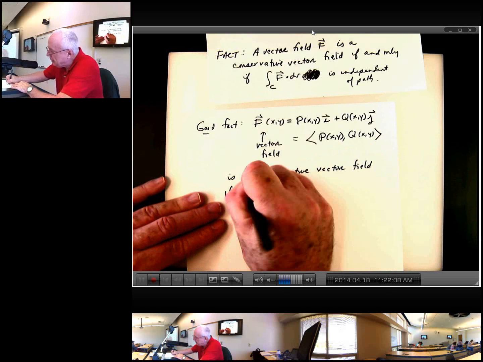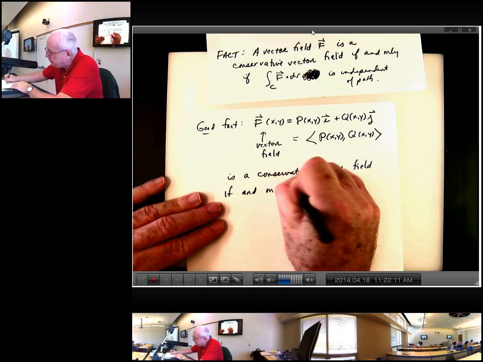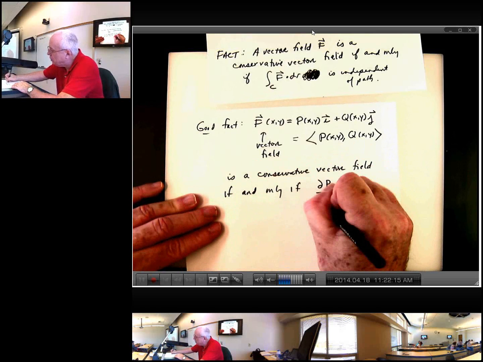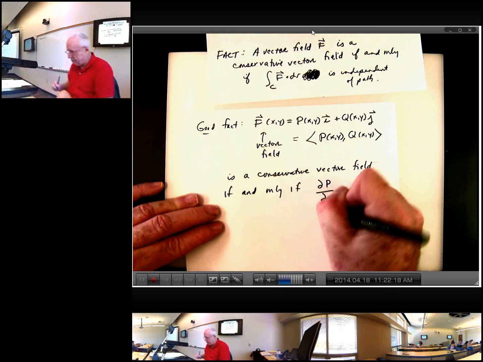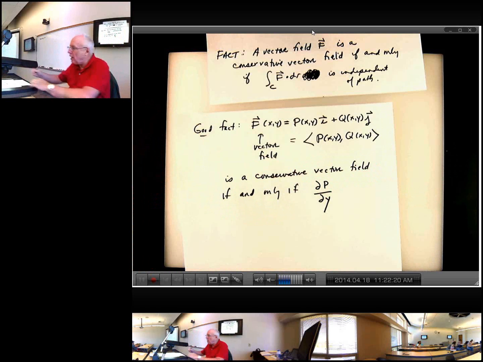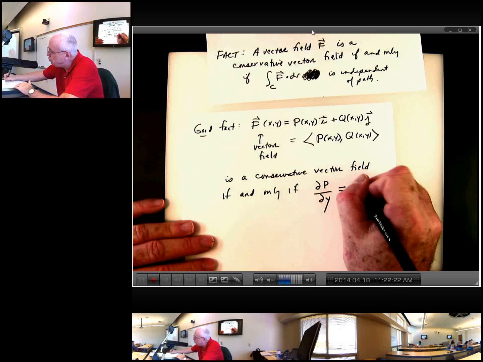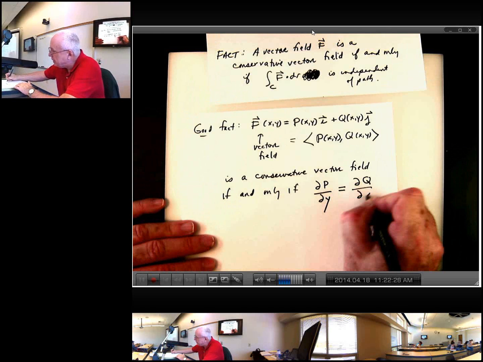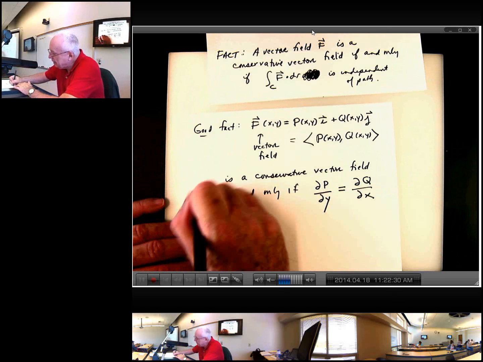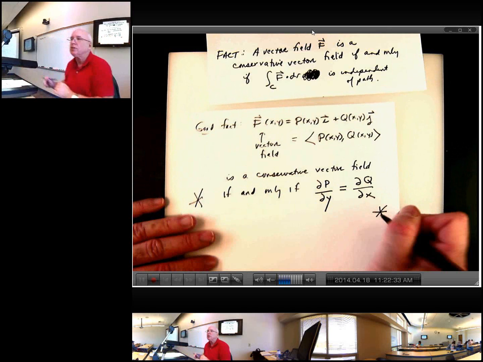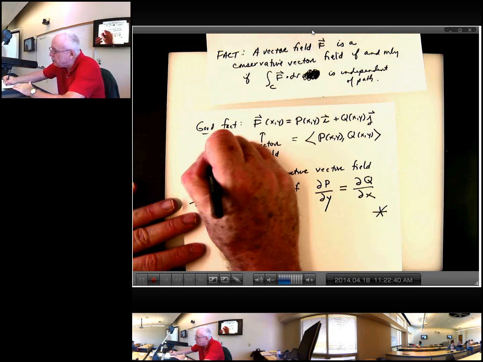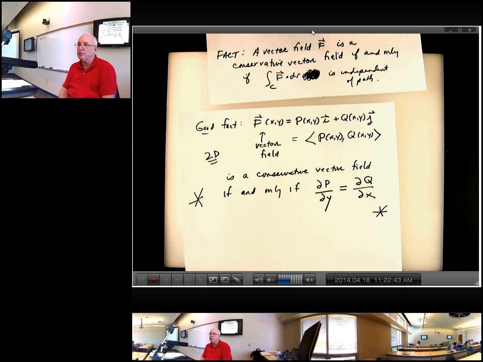if and only if the partial derivative of the first component with respect to y, dP/dy, is equal to the partial derivative of the second component with respect to x. And this is the good test for determining whether a vector field in two dimensions is a conservative vector field.